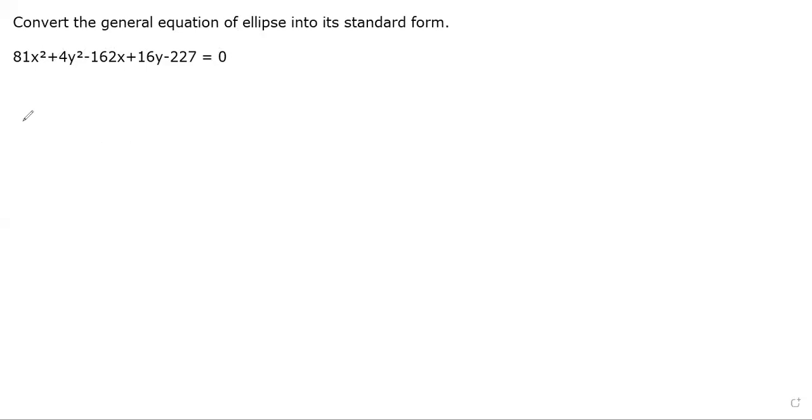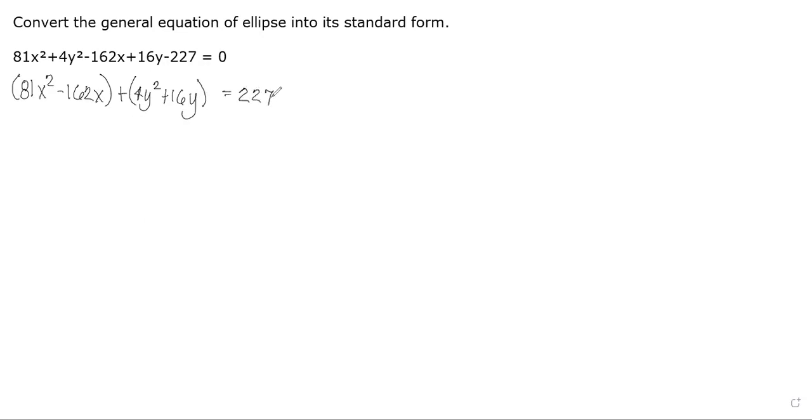Okay, to convert this into standard, first is to group like terms. Lahat ng may x squared pagsamahin, ay lahat may x rather. So 81x squared minus 162x. Lahat din ng may y, variable na y, pagsasamahin. So 4y squared plus 16y. Of course, yung constant nasa kabilang side ng equation.